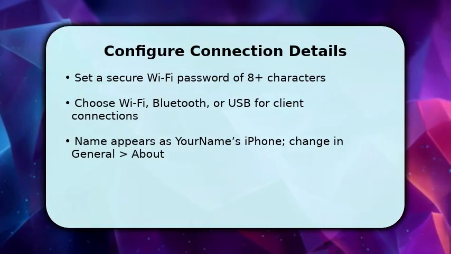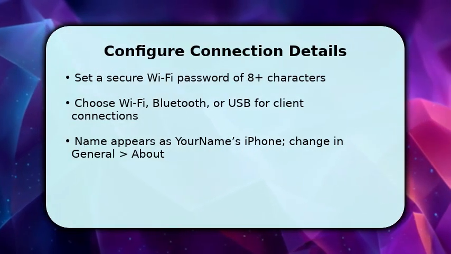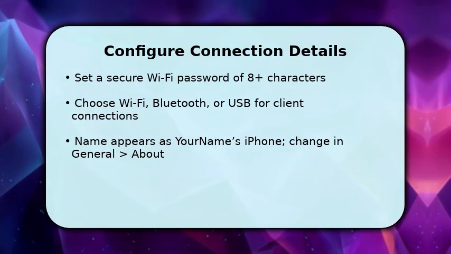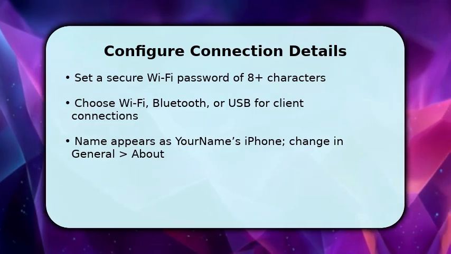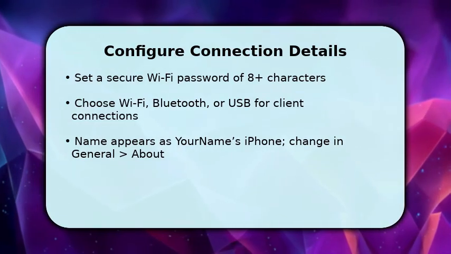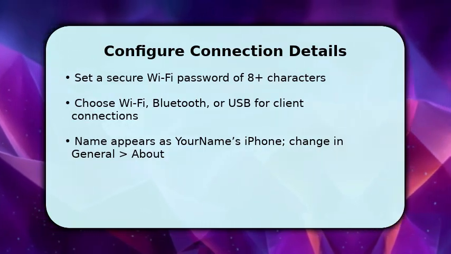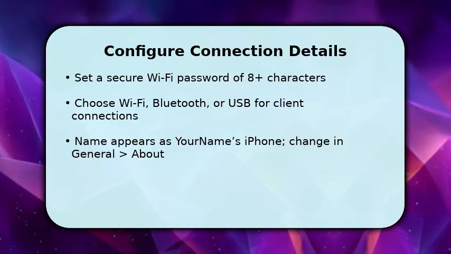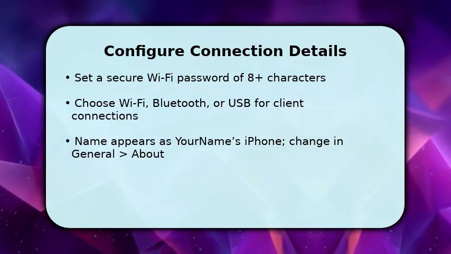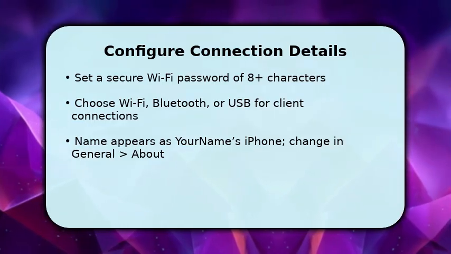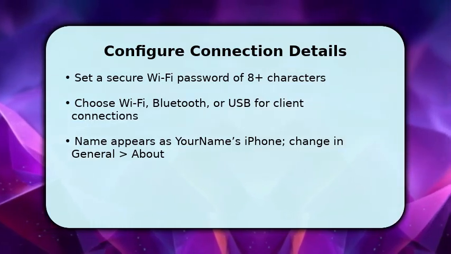You should set a strong Wi-Fi password of at least 8 characters to prevent unauthorized access. Next, choose your preferred connection method: Wi-Fi for multiple devices, Bluetooth for low power, or USB for stable charge and speed. Make sure the iPhone name is recognizable to clients. If not, change it under Settings, General, About. While you do this, keep cellular signal in view so you can monitor bandwidth and performance.